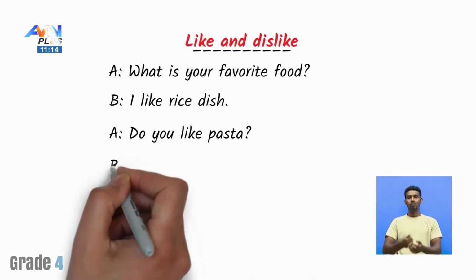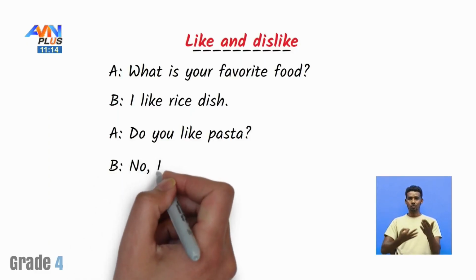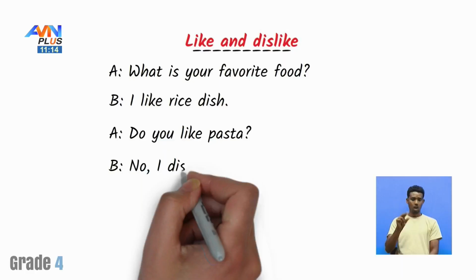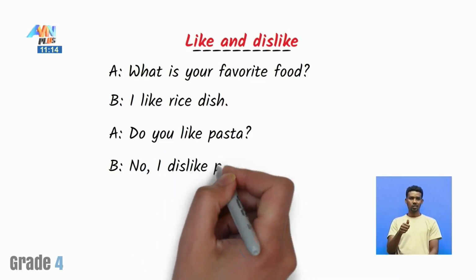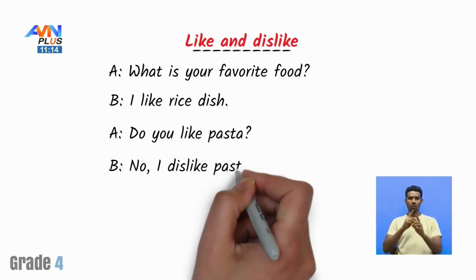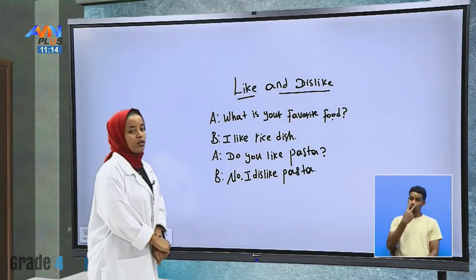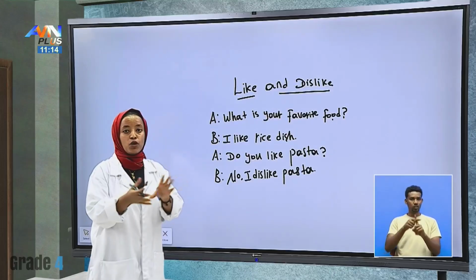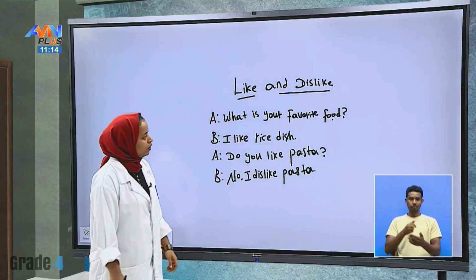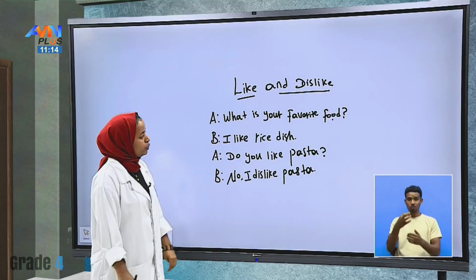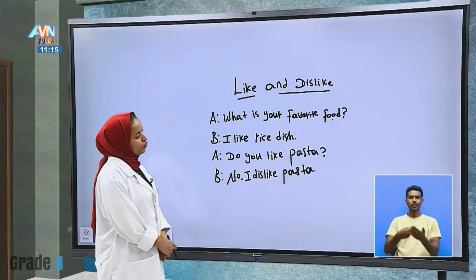Student B. Look, let us mention negative form. No, I dislike pasta. Full stop. Look, students, these are the sentences. Positive, negative, and also interrogative forms are here. What is your favorite food? Student B, I like rice dish. Do you like pasta?